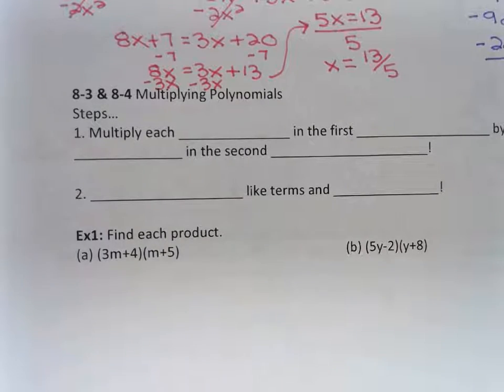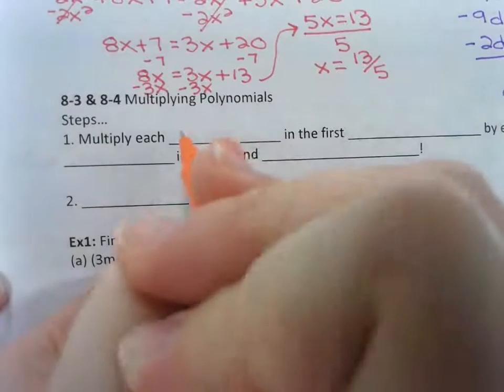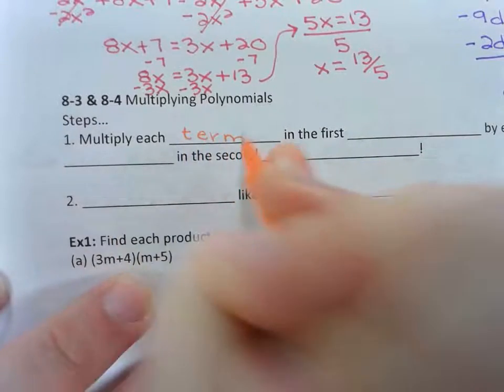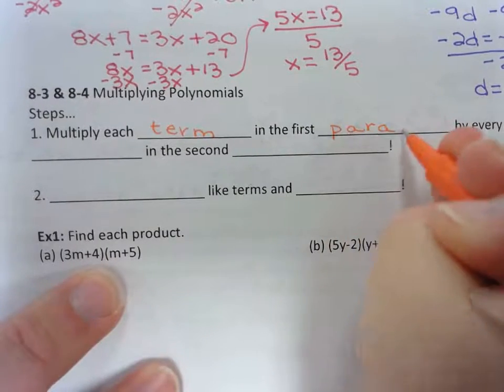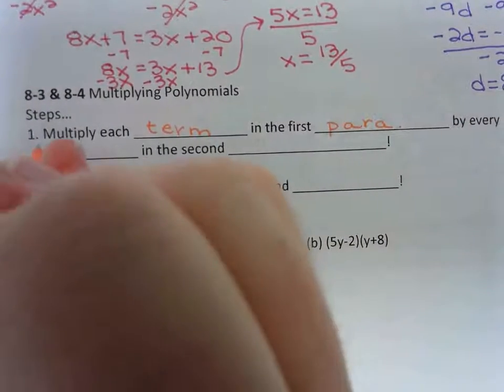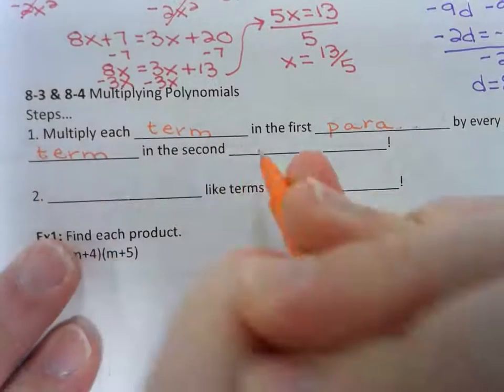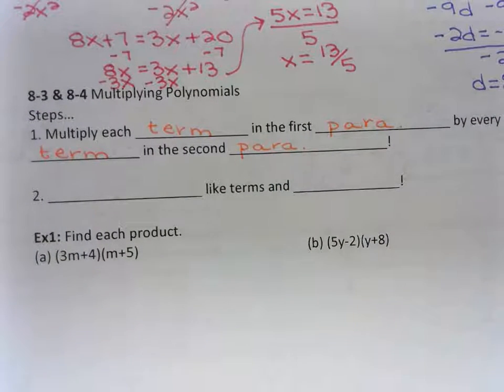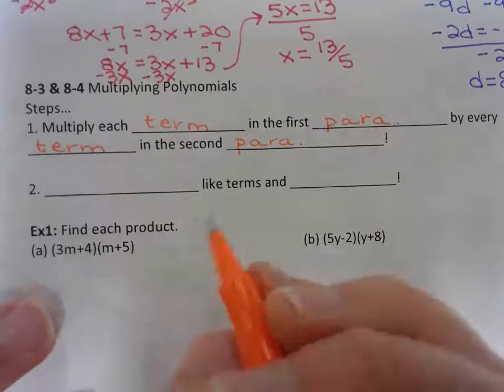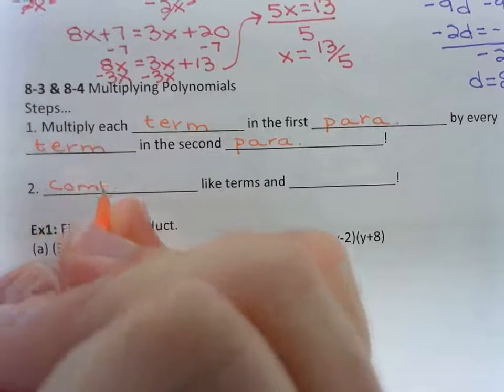Here are some steps. We're going to multiply each term in the first parentheses by every term in the second parentheses. Now, I just got done saying this isn't distributing, but you can kind of use the same idea, except it's going to be a little more complicated. So you're going to take each term in the first parentheses and make sure you multiply it by every term in the second parentheses. The next thing is to combine like terms, which we've done before.